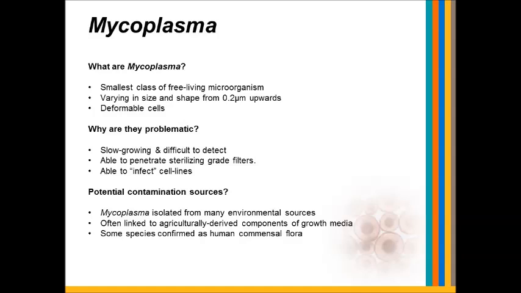So what are mycoplasma? It's the smallest class of living microorganism. They tend to vary in size and shape from 0.2 microns upwards. And what makes them very difficult in terms of a bioprocess is that they're able to deform, mainly because they don't have a cell wall. So why are they problematic? They're very slow growing, and they're very difficult to detect. They're able to penetrate typical 0.2 micron sterilizing grade filters, and they have an innate ability to infect cell lines.